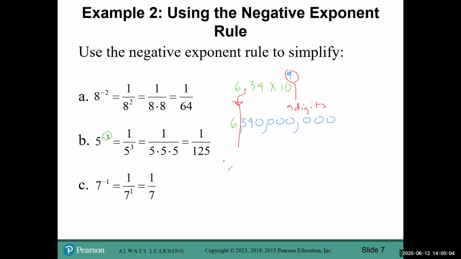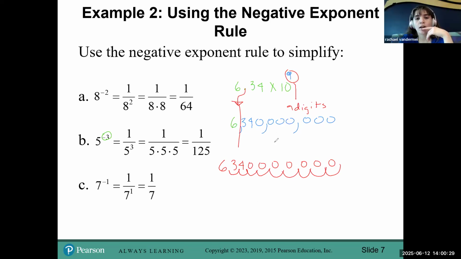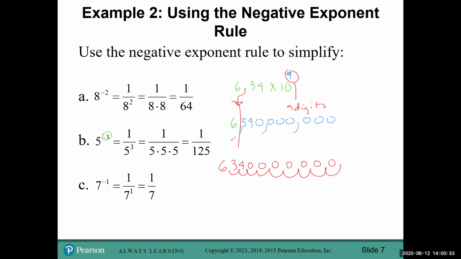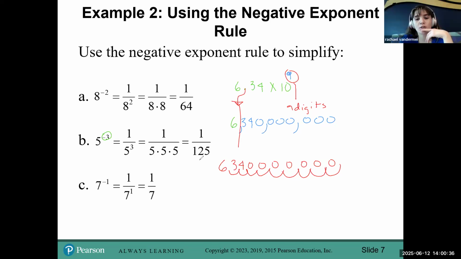Another way of thinking about it is if you start with the number and then you're going to move the decimal point 1, 2, 3, 4, 5, 6, 7, 8, 9. I think I need to do it the way that you did it the first time, because that makes more sense to me. I think it's when I do the little loops that it confuses me.